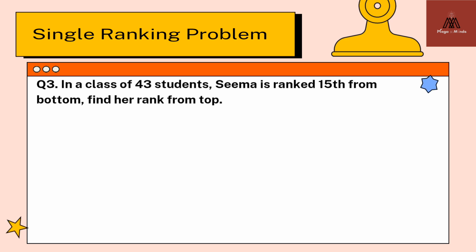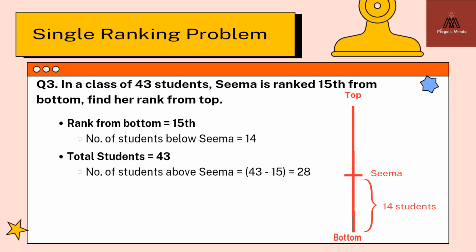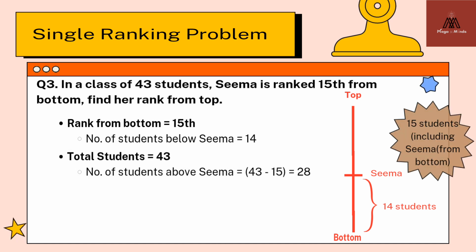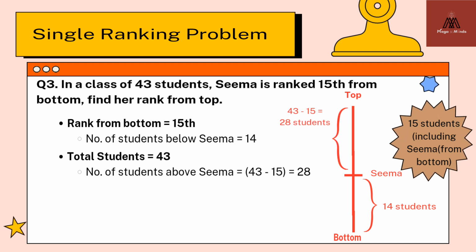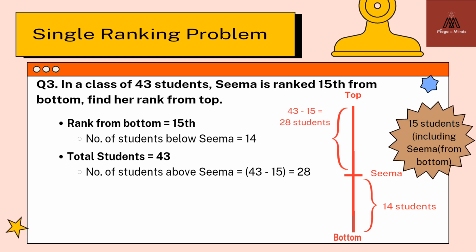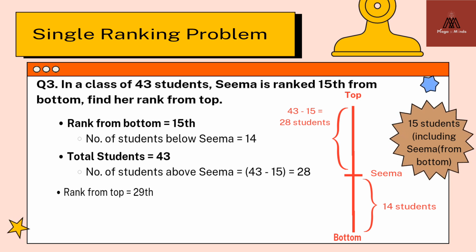From the visual representation of the question, we know that since Seema is ranked 15th from bottom, there must be 14 students below her. Since there are 43 students in total, 14 of which are below Seema, this means that the remaining students are above her. If 28 students are above Seema, then her rank from top is 29th.